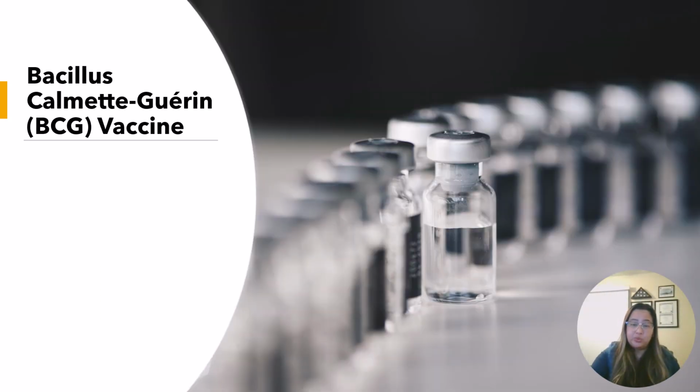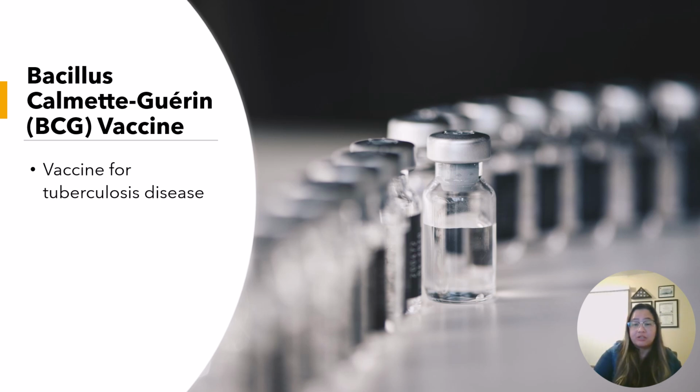Bacillus Calmette-Guerin, or in short, the BCG vaccine, is a vaccine primarily used to prevent tuberculosis in countries where TB is common. It is a live attenuated vaccine made from a weakened form of Mycobacterium bovis bacteria, which is similar to the bacteria that cause TB. The vaccine was developed by French bacteriologist Albert Calmette and Camille Guerin, and they named it Bacillus Calmette-Guerin, or BCG.